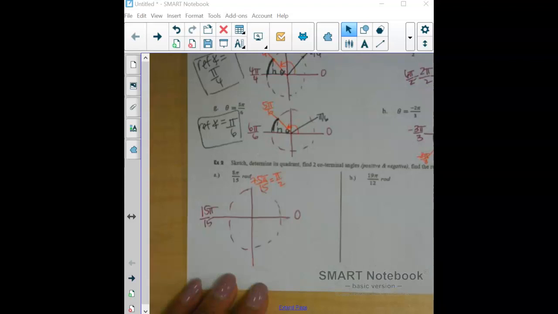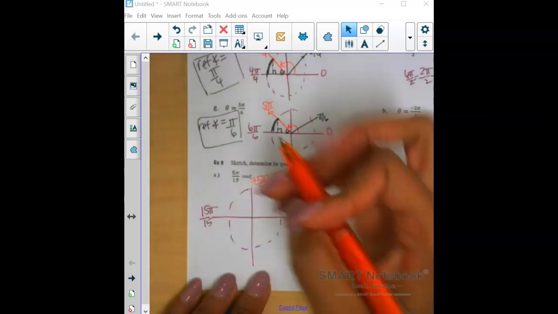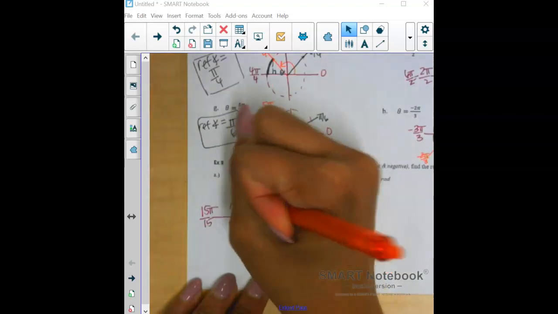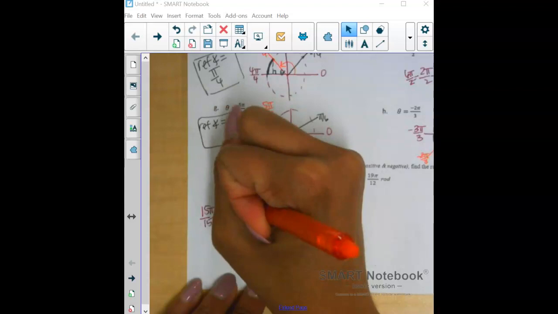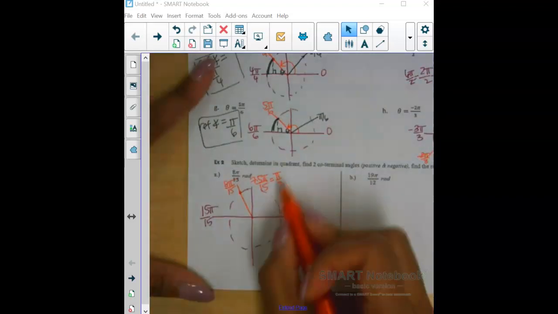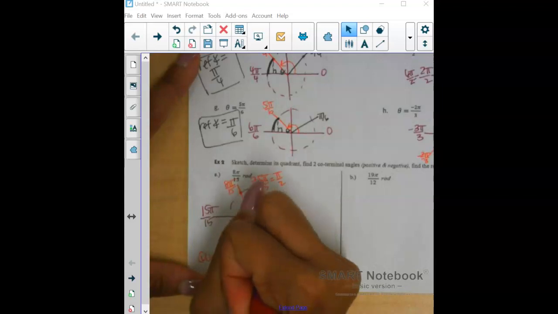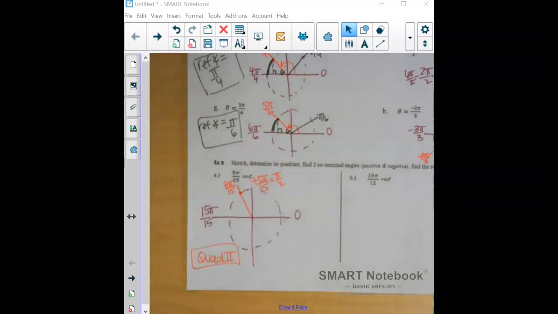Find that part first, especially for numbers that are this close. So if you're finding 8 pi over 15, yes, you're absolutely right. That's going to be in quadrant 2. So this point is 8 pi over 15. That's in quadrant 2. So one of the answers that it said was determine the quadrant. So let's write out quadrant 2. That's one of the answers that I need.